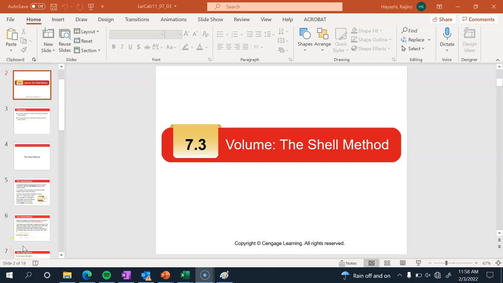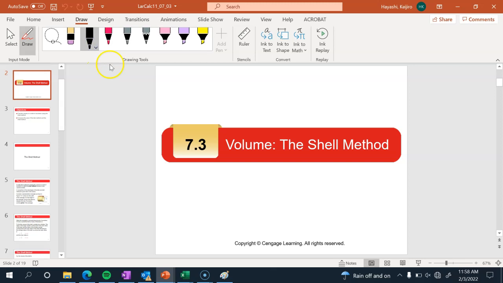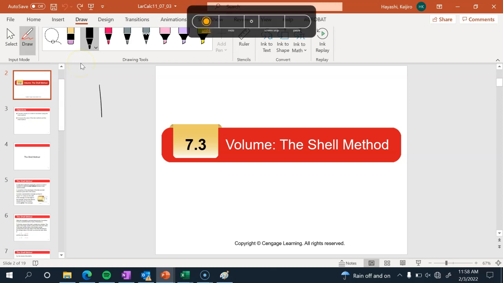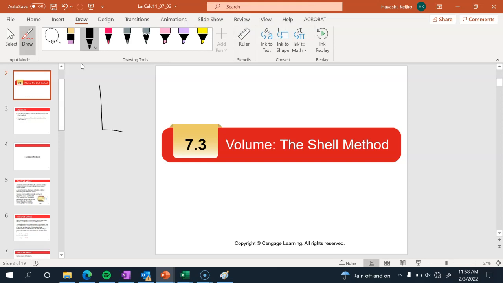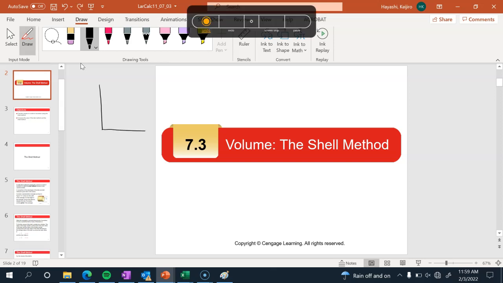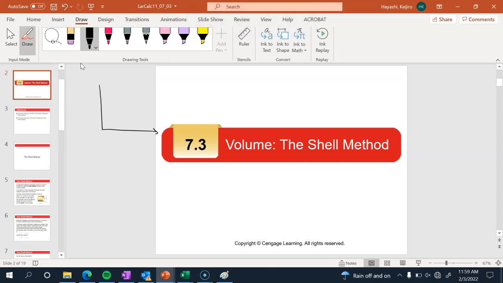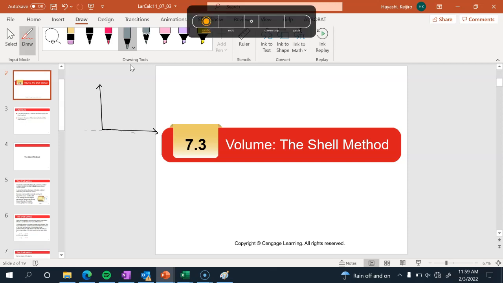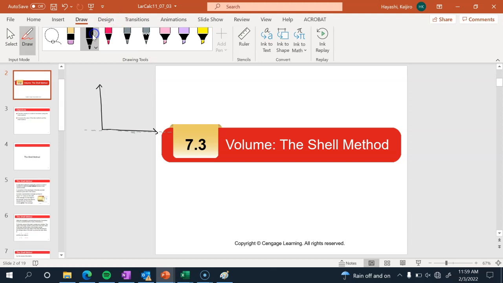And so with the disk method, what that necessitated was that the variable of integration, whether you were doing a dx or dy, required that those slices that eventually rotate out to become the disks were perpendicular to the axis of rotation. So let's say that our axis of rotation is right on the x-axis for simplicity's sake.